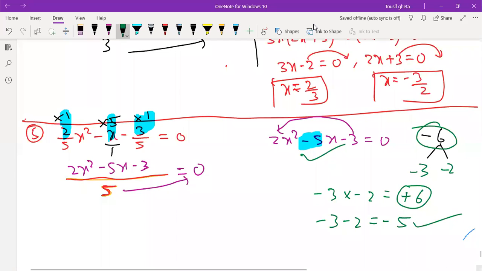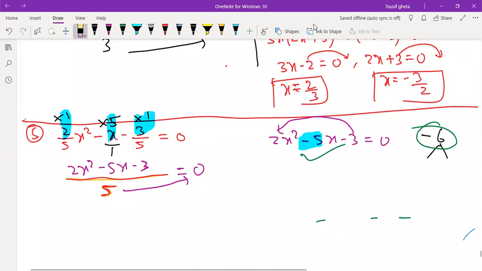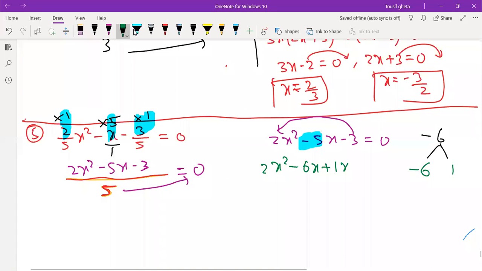The difference is there, yes. So while doing this, always be careful. Many students made a mistake, I feel. Right? So we should take 6 ones are 6. And here minus 6 plus 1 will give you minus 5. So 2x square minus 6x plus 1x minus 3.